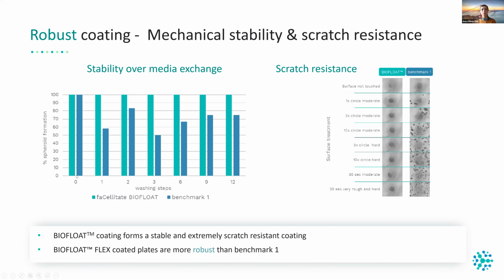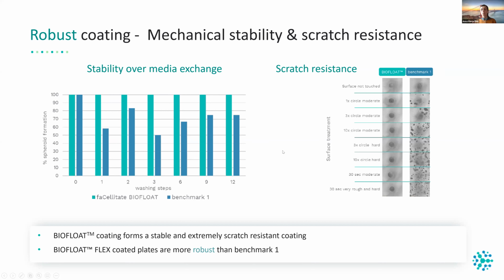And what you can see is that after several washing steps in the BioFloat plates, it's still possible to generate 100% of spheroids. In comparison to that, benchmark product 1 was only able to form spheroids up to 80%.